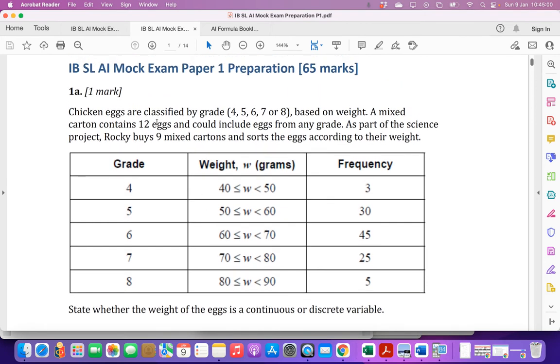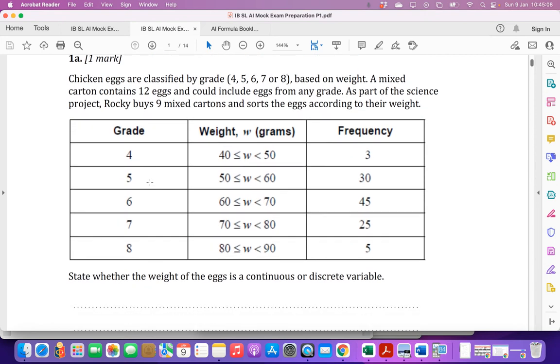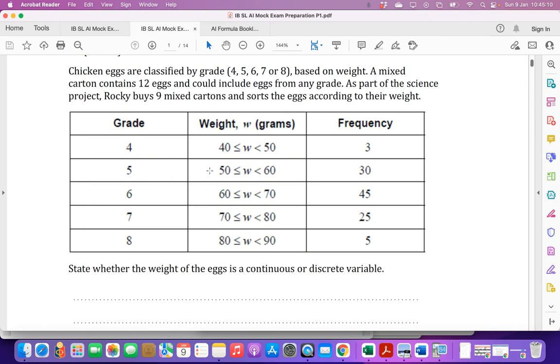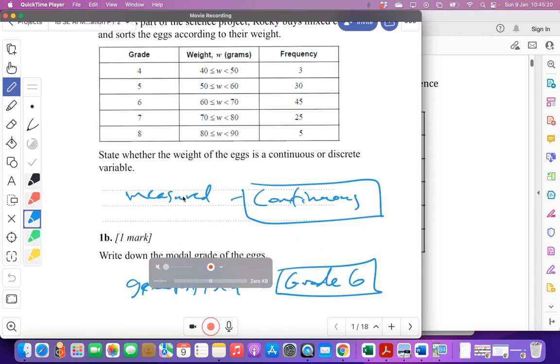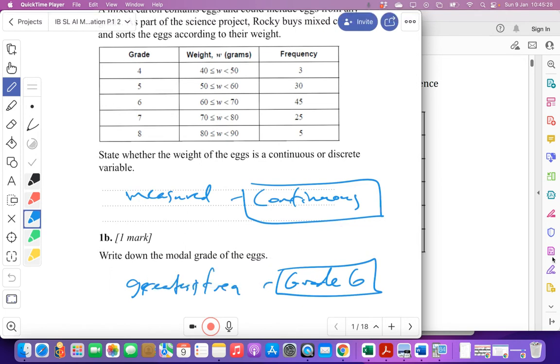Okay, the first question: chicken eggs are classified by grade, and their weights are measured. The weights are here in the table. Go over to my iPad. First question, state whether it's a continuous or a discrete variable. Well, for 1 point, it's continuous because anything measured is going to be continuous.